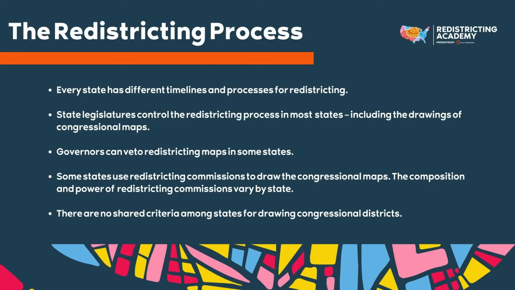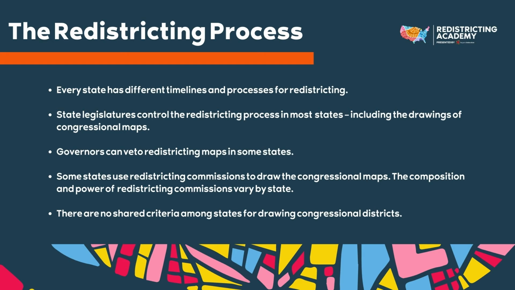For example, in 33 of the states, it's state legislatures who control most of the redistricting process. And that includes drawing the maps, putting them up for a vote, with the exception that in most of those states, the governors can veto their redistricting maps. However, and again, this is just to highlight how different each state process is, Connecticut and North Carolina don't give the power to the governor to be able to veto redistricting legislation.